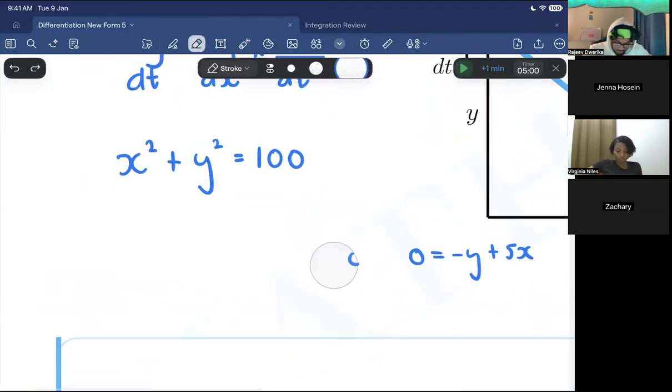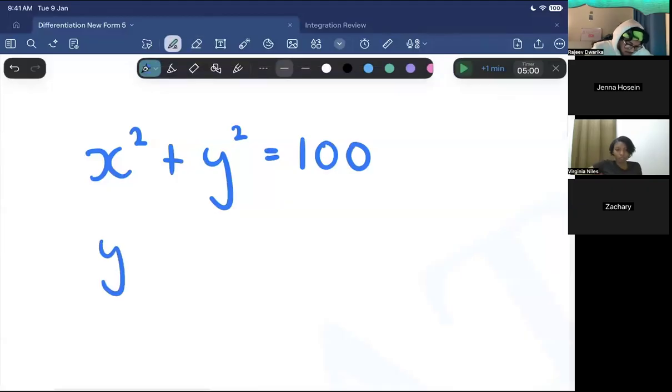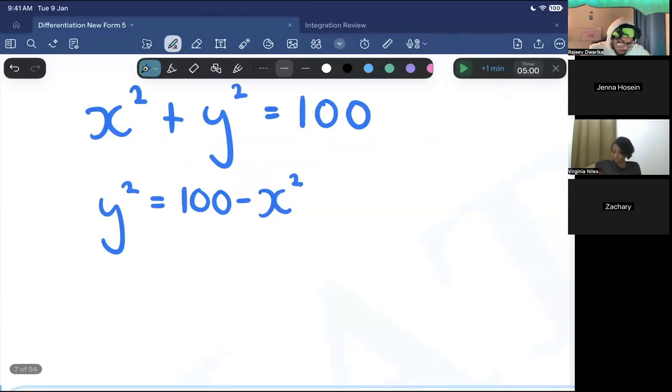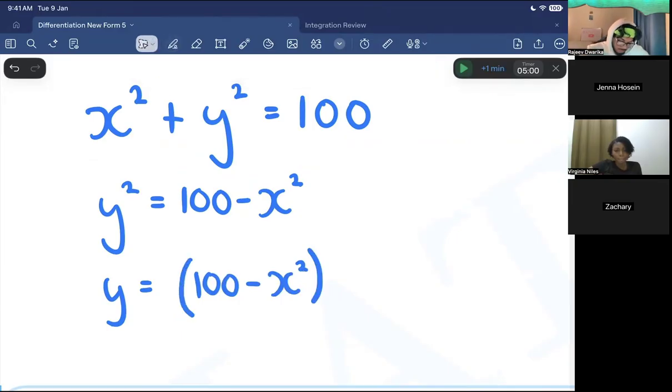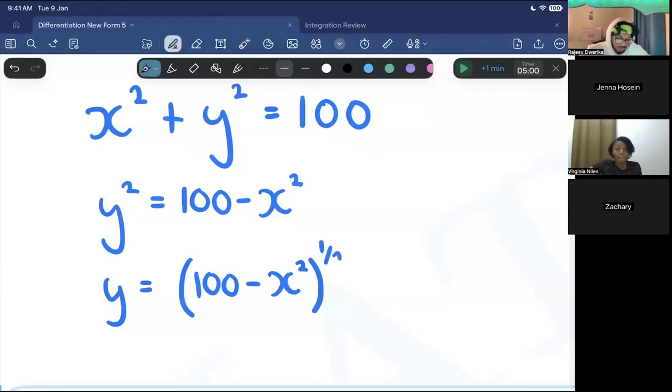Okay, so you would minus x squared on both sides. Right. So y squared would be equal to 100 minus x squared. What are you going to do next? You would square root. Yeah, you would square root. Now I got to write it as a power, right? So that will be 100 minus x squared to what power? To the power of a half. Yeah, because square root is the same thing as what, Jenna? 1/2. Yeah, 1/2.